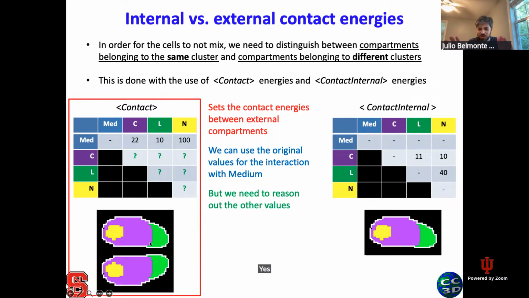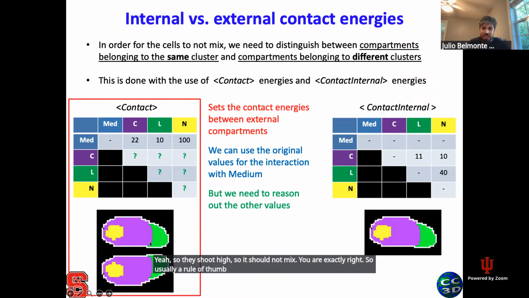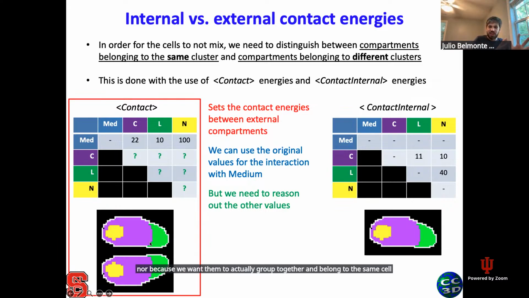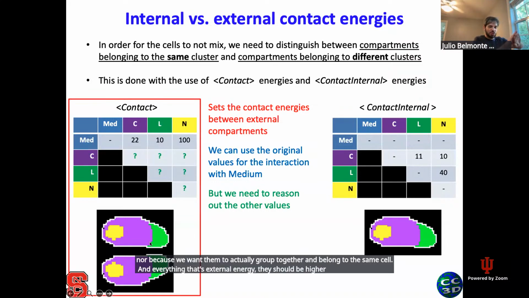Yes. So yeah, they should be high, so they do not mix. You're exactly right. So usually a rule of thumb is that the external contact energy should be higher than the internal contact energies. The internal contact energies usually have to be lower because you want them to group together and belong to the same cell. And everything that's external energy should be higher, so they will not mix with one another, they'll actually stay separated.